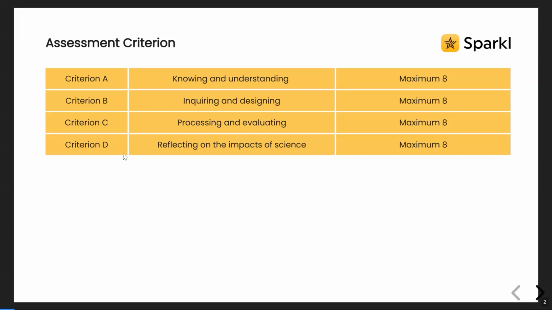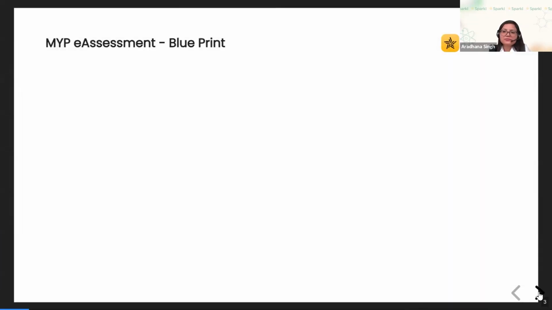And then we have the last criteria, criteria D. It is about the reflection of the scientific concept on the global context. So the impact of science on the global situation, in the global context related to this situation, we will get some questions. And how much marks are allocated to the respective criterion, we can see in the next slide.